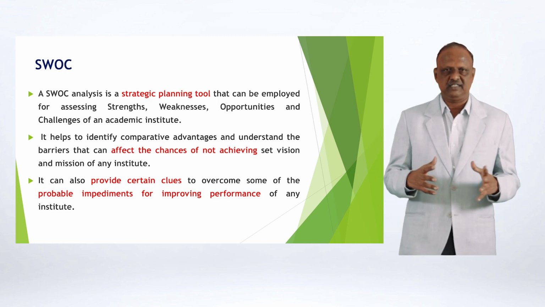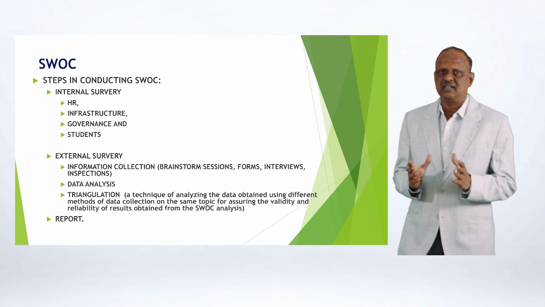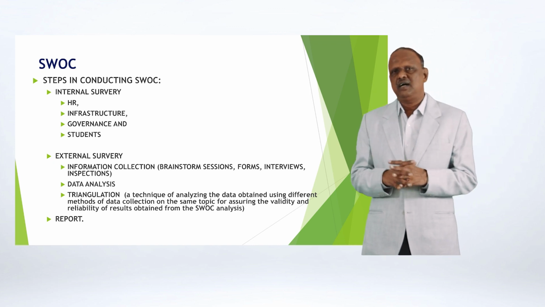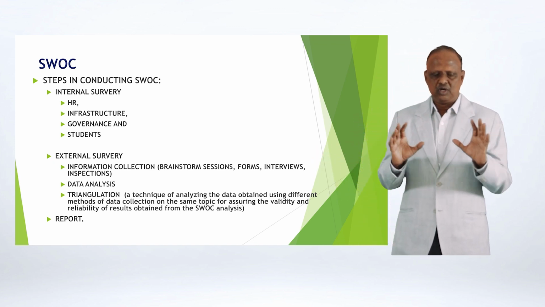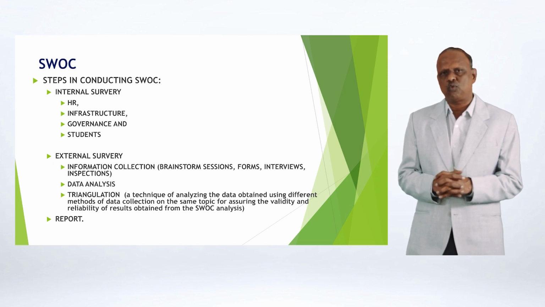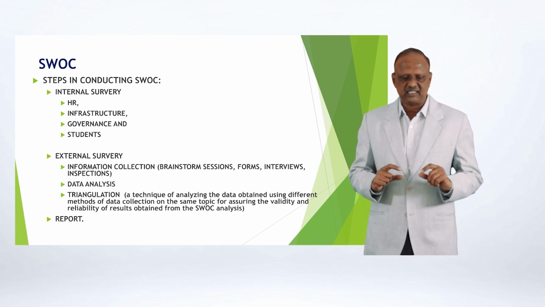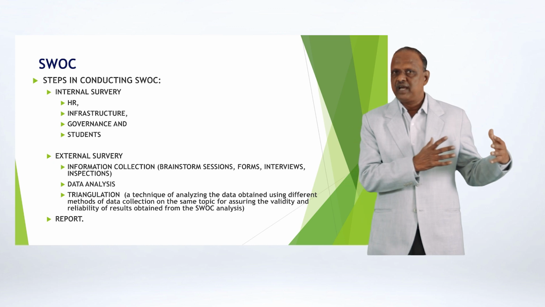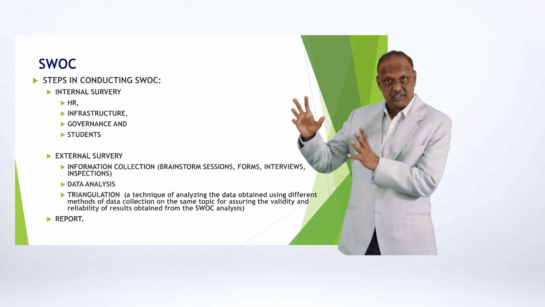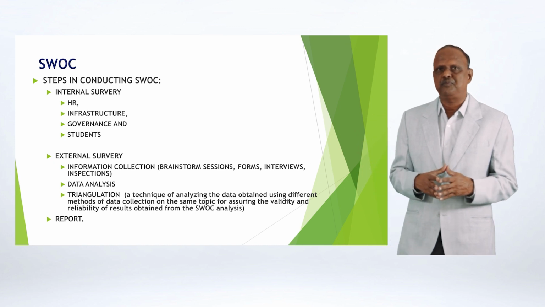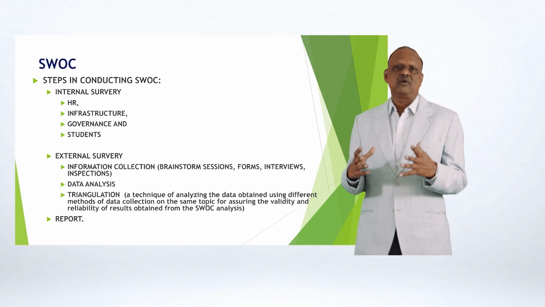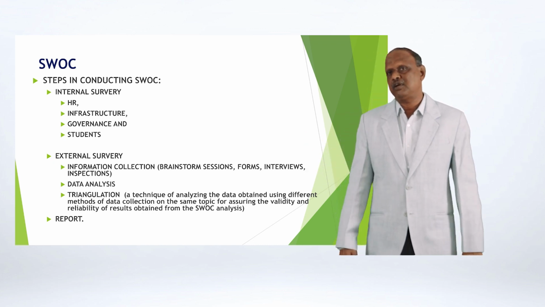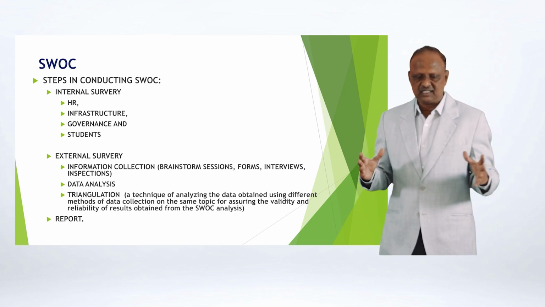both strengths and weaknesses. Now, SWOT analysis is conducted in a certain way. We'll spend a minute or two on that. Generally, broadly, I have simplified it quite a bit here. Two steps, for example, for conducting SWOT. One is the internal survey, and another is the external survey. Now, what do we have in the internal survey? We have the human resources, we have the infrastructure, we have the governance of the institution, and of course, the most important stakeholder, students. Now, we do contact them in a systematic manner and collect all the information. What do we think about our own institute, first of all? That is the internal survey.